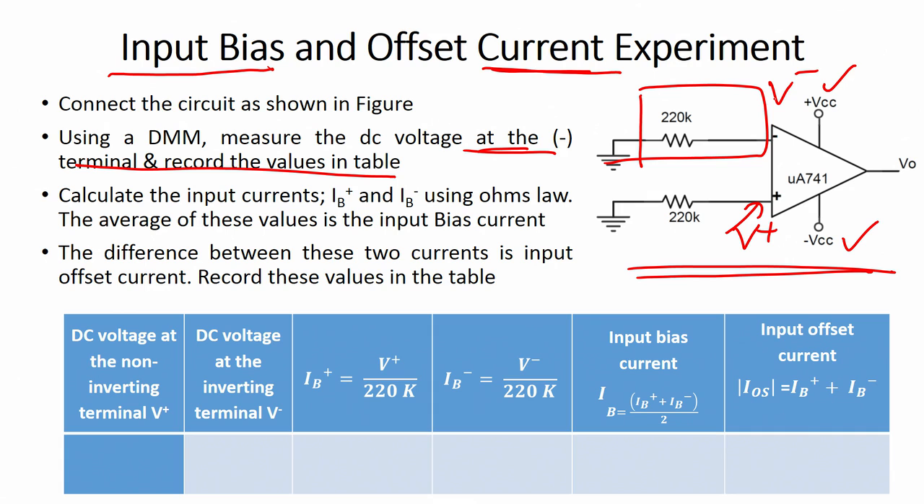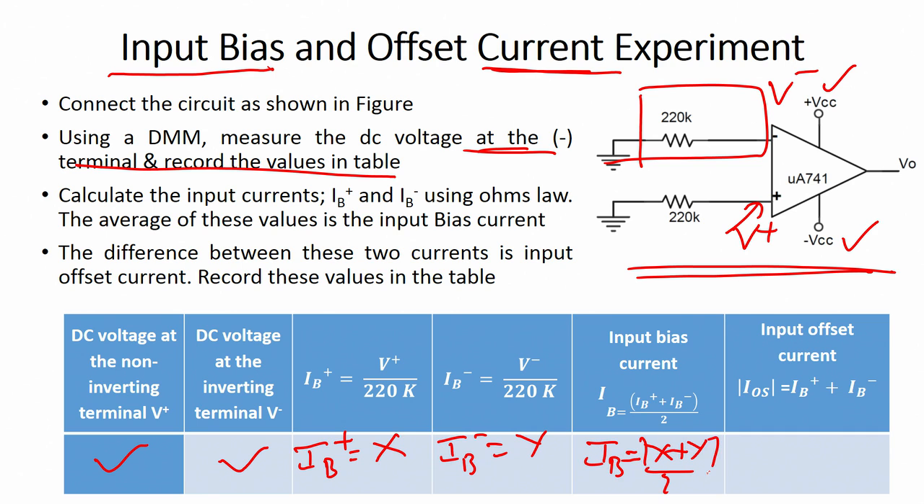Whatever voltage we measured in this column at the non-inverting terminal, we can put this voltage in this particular equation, which is your IB plus. From there you will get your value of IB plus. Let us say the value is x. Then from the voltage at the inverting terminal you get IB minus, let us say y. So, what will be your IB? Input bias current is IB equals mod of x plus y divided by 2, right. This is how we can measure the input bias current.